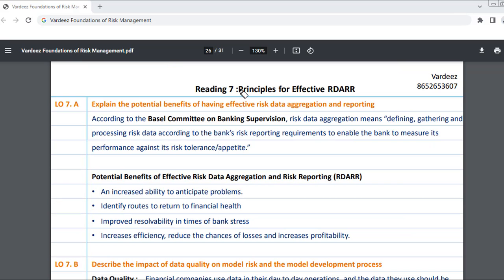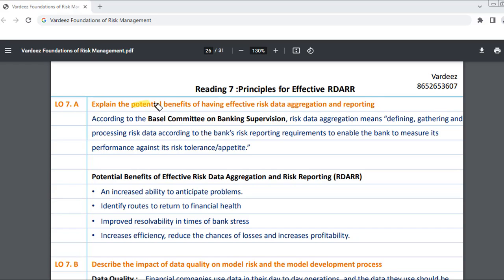Alright, moving on to the next reading, number 7, principles for effective risk data aggregation and reporting practices. Now what this chapter is all about, it gives out 14 principles that have been set up by the Basel Committee on Banking Supervision. Okay, so we're going to be looking at all those 14 principles. So let's just get right into it.